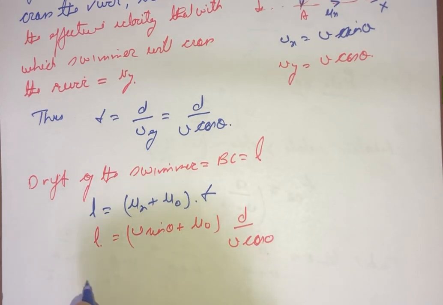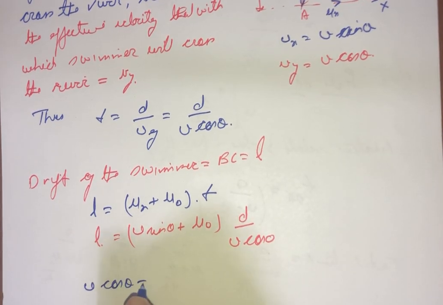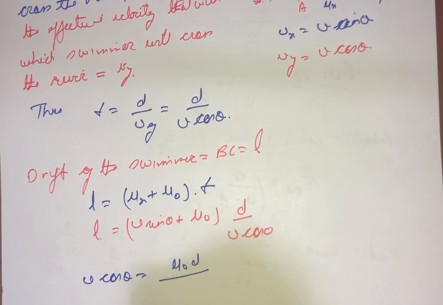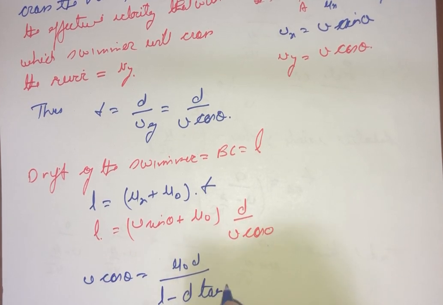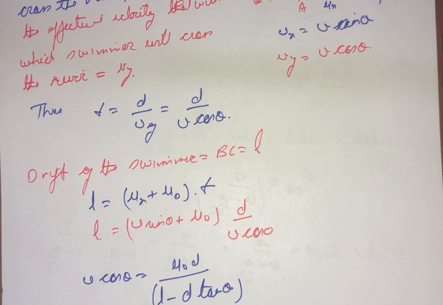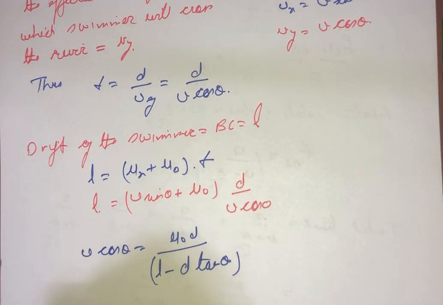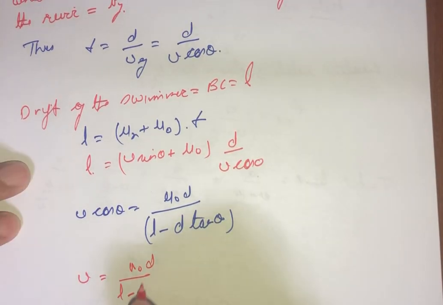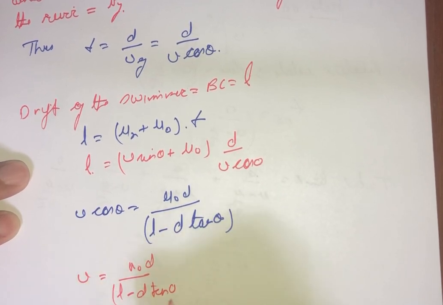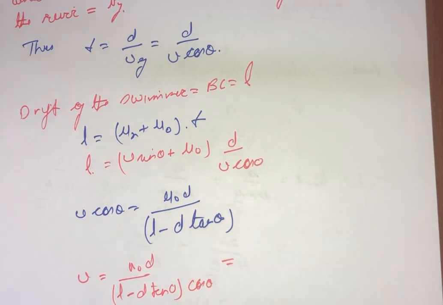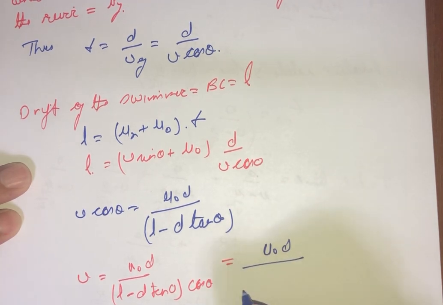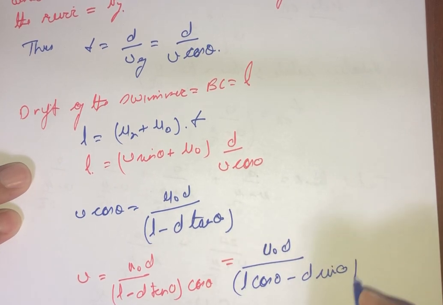From here we are going to find out our v. So we can see that v cos theta will be equal to u naught d divided by L minus d tangent theta, or v will be equal to u naught d divided by L minus d tangent theta, multiplied by cos theta, and this can be further solved as u naught d divided by L cos theta minus d sin theta.